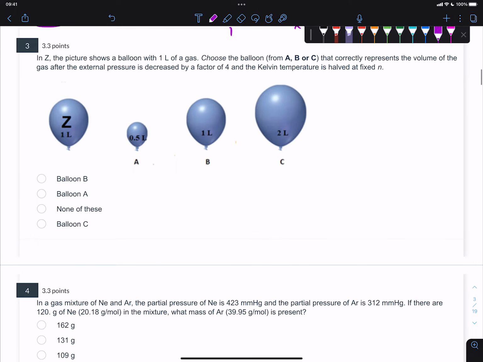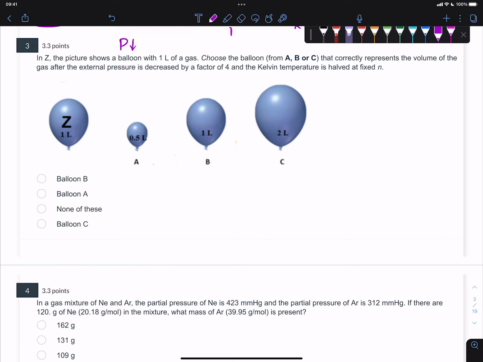Question 3, it says, in Z, the picture shows a balloon with 1 liter of gas. Choose the balloon from A, B, or C that correctly represents the volume of the gas after the external pressure is decreased. So make a little note to yourself that you have pressure decrease by a factor of 4, and the Kelvin temperature is halved at fixed N. So there's a lot to think about in this question.